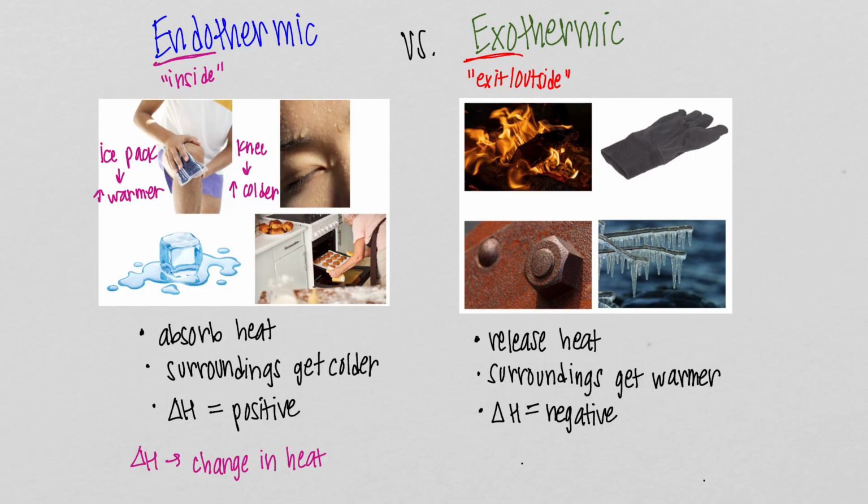Think about it as using up your savings. You're subtracting money from your bank account. Endo is you're working, you're saving up your money, so you're putting it in, so it's positive, it's increasing. For example, here we have the burning of wood. The wood is burning, it's releasing heat. Hand warmers. If you've ever used a hand warmer, it's a little pack that you break up and it releases heat, so it's going to make your hands warm. The surroundings are your hands.